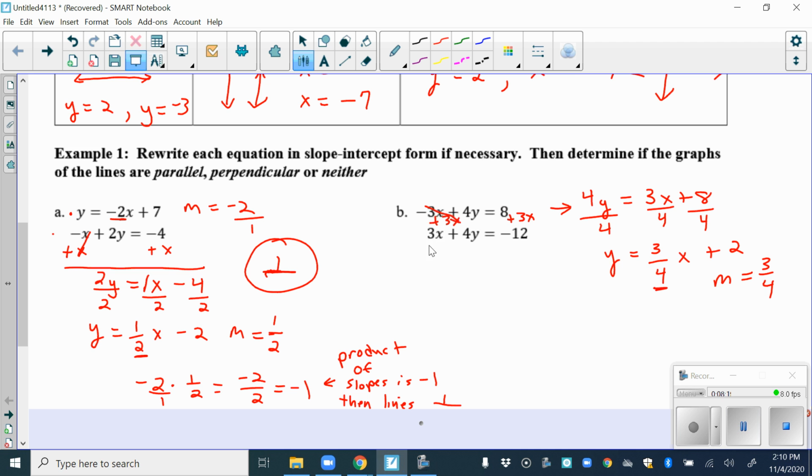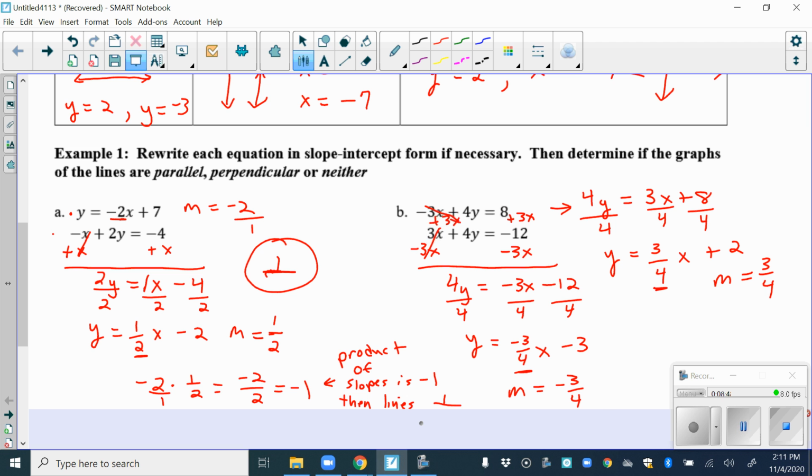Now I'm going to do the second one, rearrange it. Subtract 3x from both sides. Those cancel. I get 4y equals -3x minus 12. Divide every term by 4. So I get y equals -3/4 x. -12 divided by 4 is -3. So the slope of this line is -3/4.